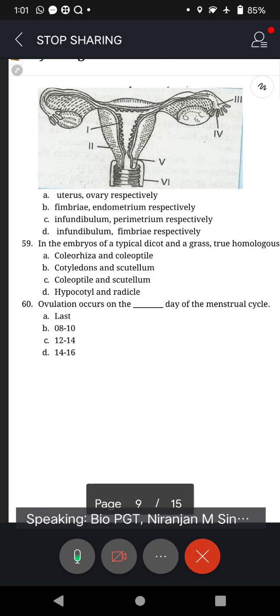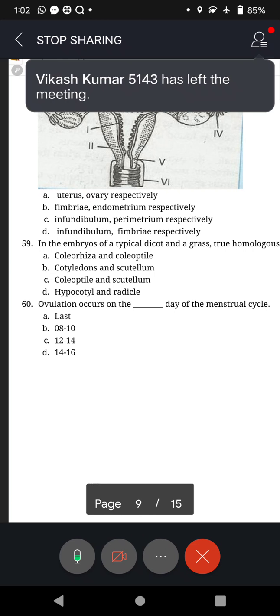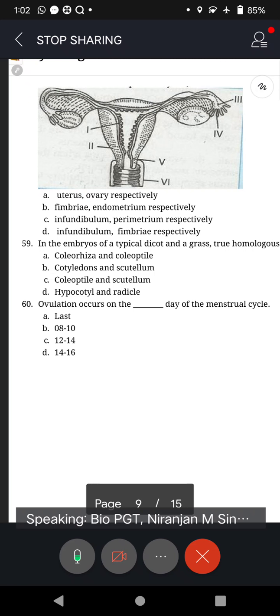D, infundibulum and fimbriae. Are we correct? Look at that, infundibulum and fimbriae. Right. We come to the last but one.